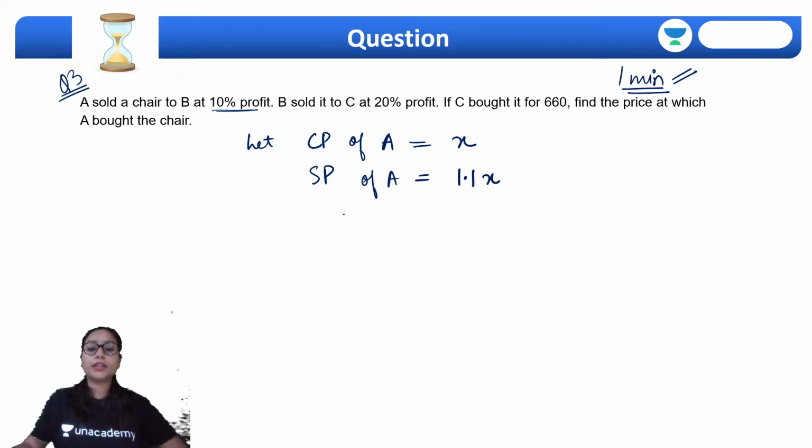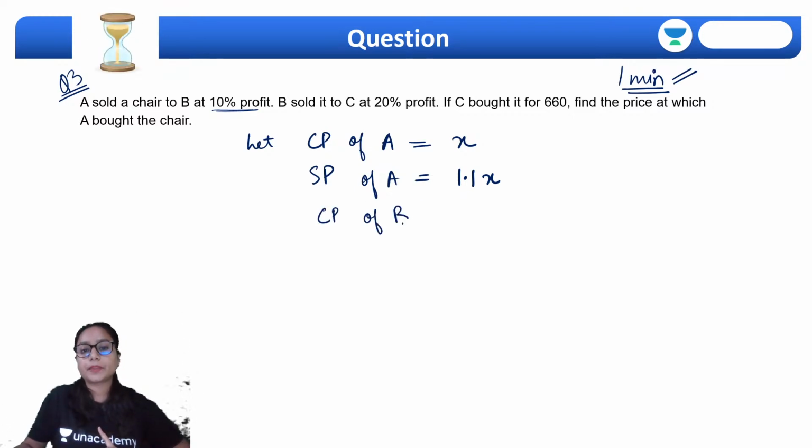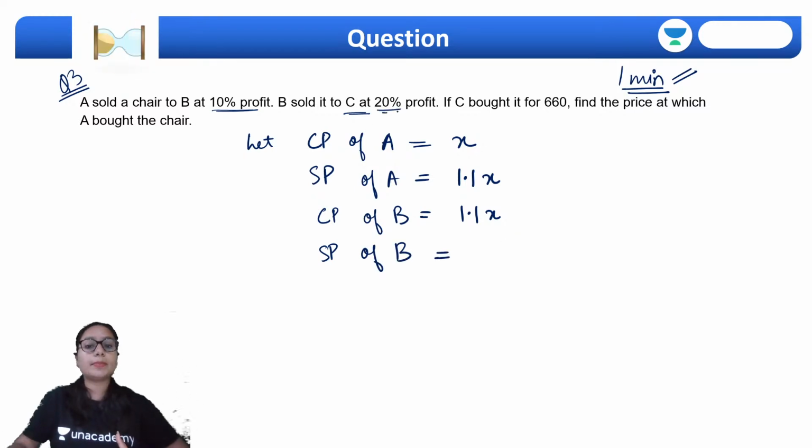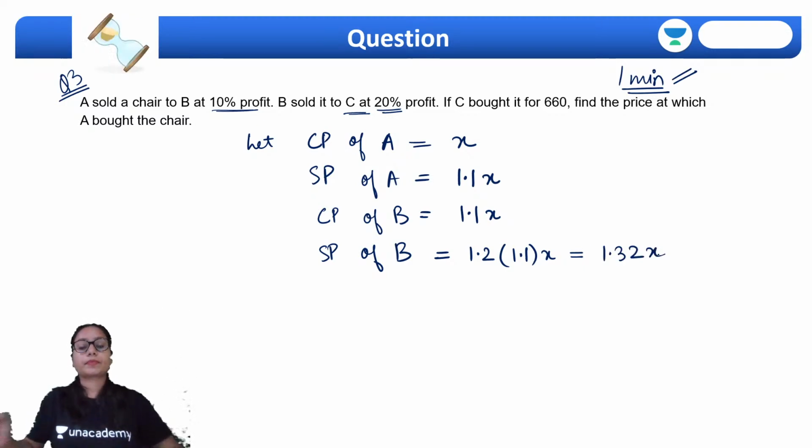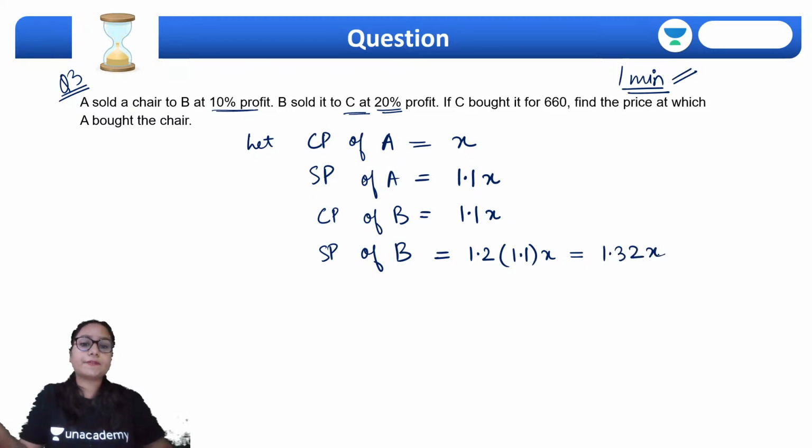Now this chair is sold to B. So the selling price of A will be equal to the cost price of B, right? So this means the same 1.1x. Now B sold it to C at 20% profit. So what is the selling price of B? The selling price of B will be equal to 20% profit, meaning 1.2 into 1.1x. If you solve this, you will get 1.32x. This is the selling price for B.